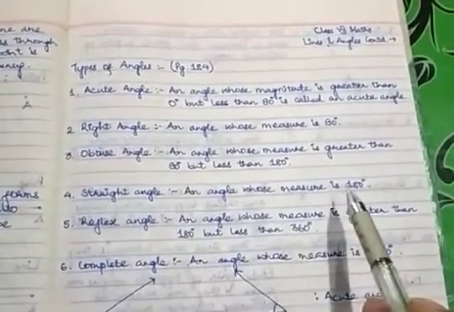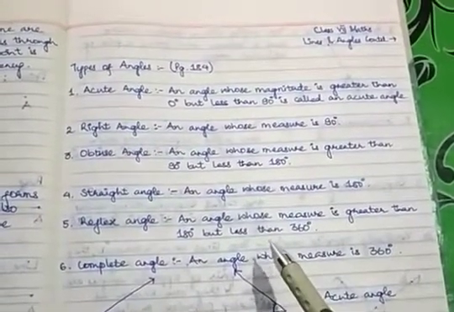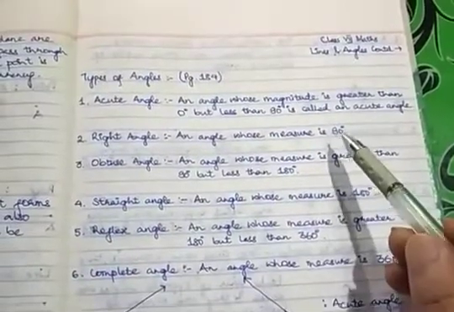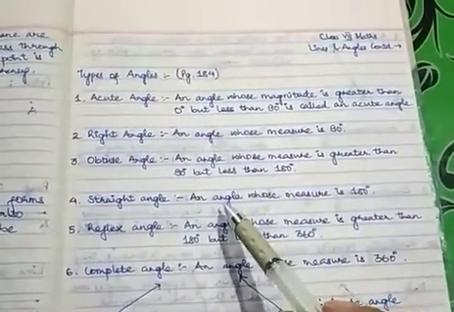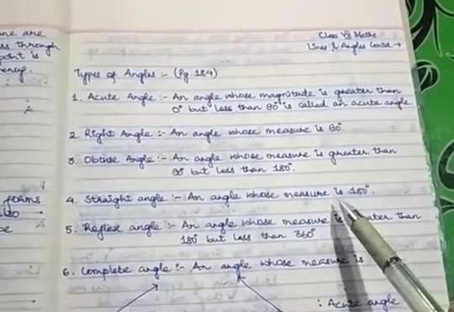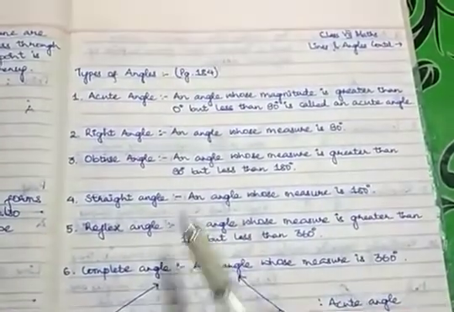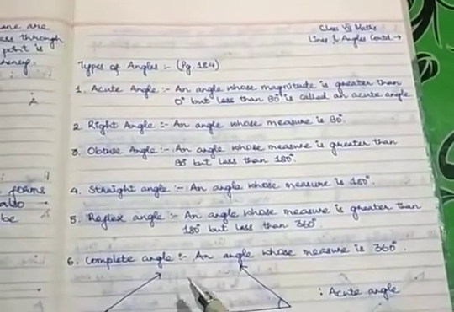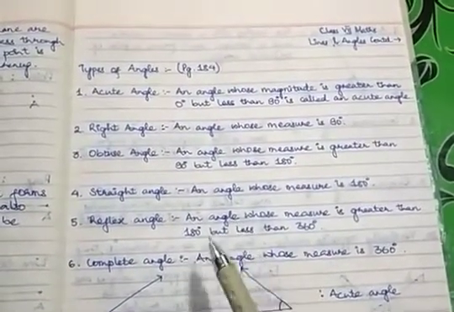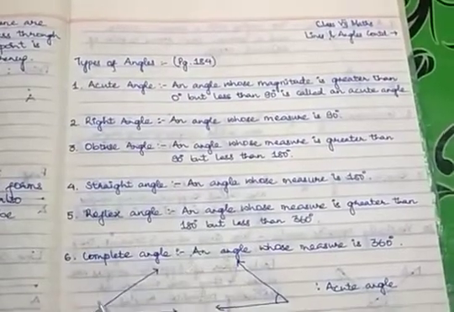A straight angle is an angle whose measure is exactly 180 degree. See again, for 90 degree it's a right angle, and for 180 degree, an angle whose measure is exactly 180 degree is known as a straight angle. Not more than 180 degree, not less than 180. An angle whose measure is exactly 180 degree is known as your straight angle.